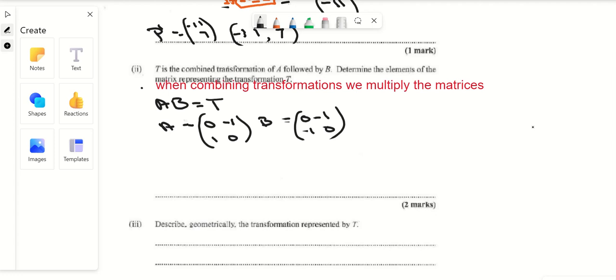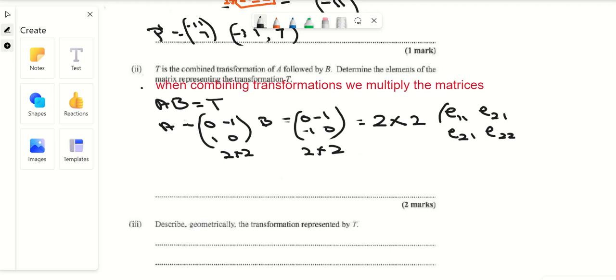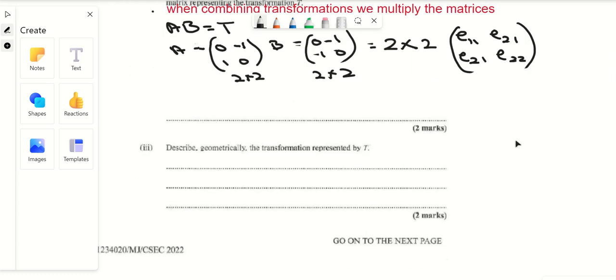First off, guys, we check to make sure that they can multiply. A is a 2 by 2 matrix, and B is also a 2 by 2. And we know our product: we check the number of rows in our first matrix, which is 2, multiplied by the number of columns in our second matrix, which is also 2. So the answer will be in the form of element 1 1, element 1 2, element 2 1, element 2 2. Right, so this is the form in which our answer will be. Now let's multiply it, right?